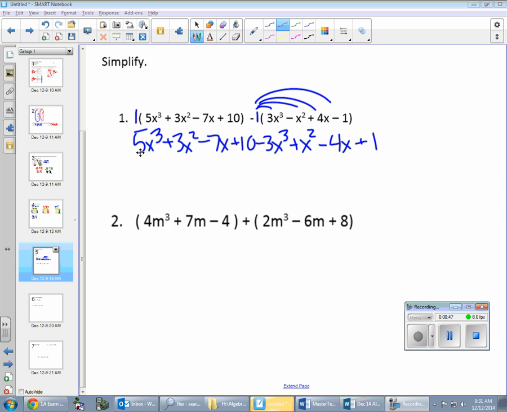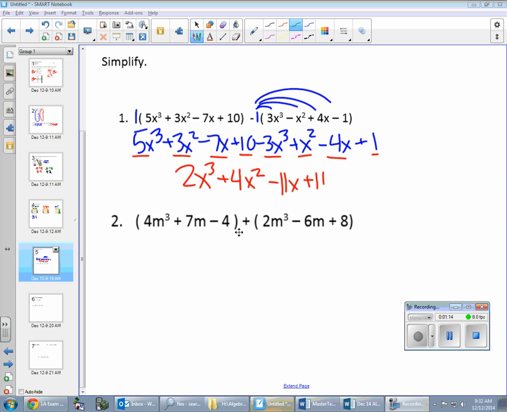Now it's a matter of combining like terms. So you're looking for all of the x cubes. 5 and 3 make 2x cubed. If you have 3x squared and you add another x squared, that's going to give you 4x squared. Negative 7 minus 4 more is negative 11x, and 10 plus 1 is just going to give you 11. So now there's no more like terms, and we are completely simplified.